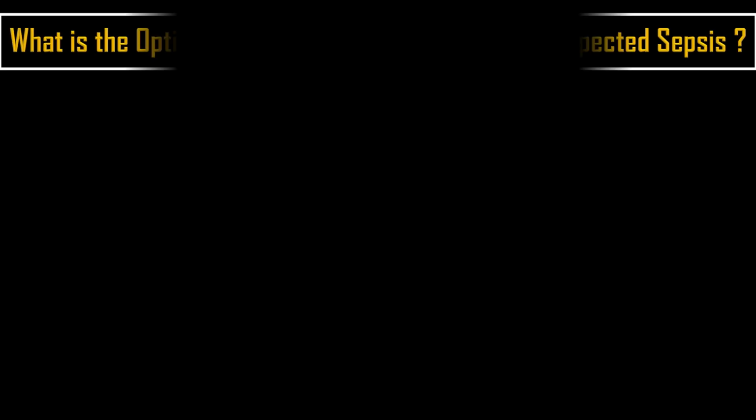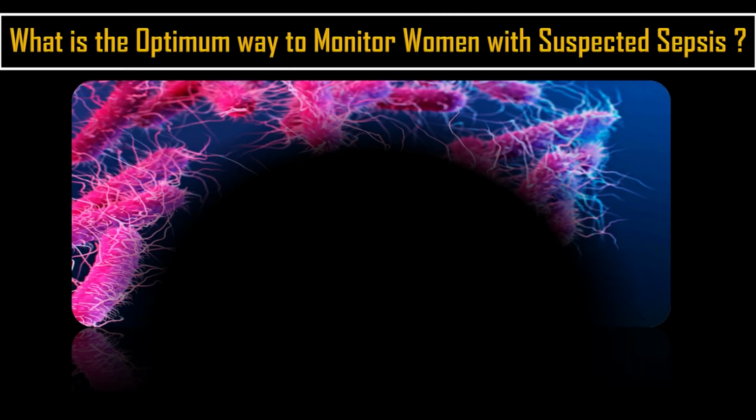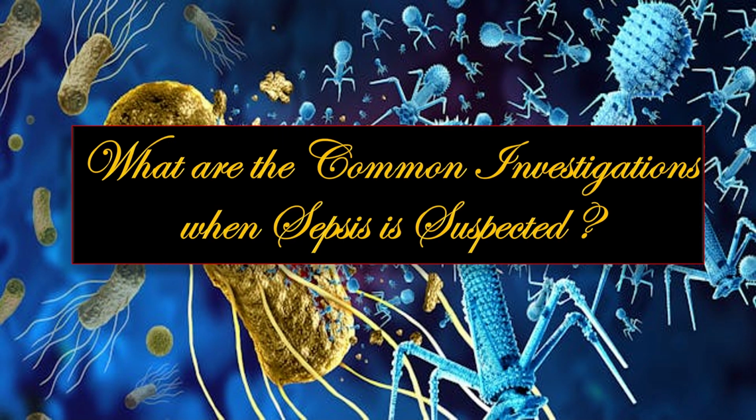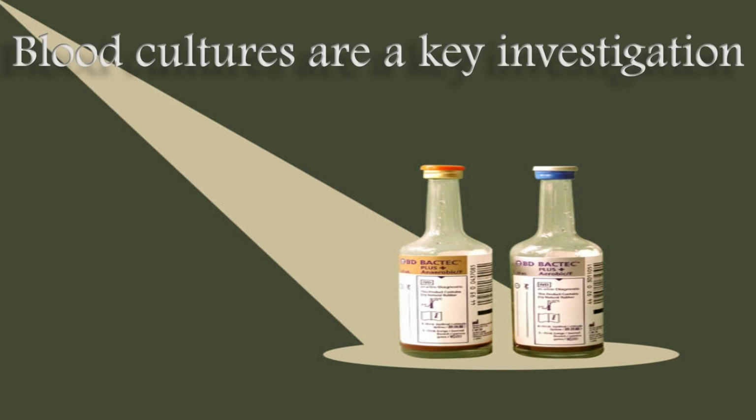What is the optimum way to monitor women with suspected sepsis? Monitoring of women with suspected sepsis should be performed using early warning system modified for obstetric, managed through a multidisciplinary approach with early escalation and senior input. Now, what are the common investigations when sepsis is suspected? Blood cultures are the key investigation, and 2 sets should be obtained prior to antibiotic administration. However, antibiotic treatment should be started without waiting for microbiology results, and consider HSV polymerase chain reaction when indicated.